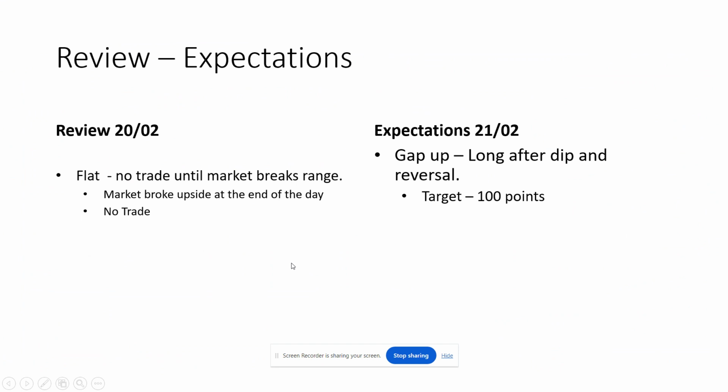No trade today until the market breaks the range. The market broke at the end of the day. So no trade expectation for Nifty, only a gap up. I'm expecting a long after dip and reversal, target 100 points. We'll keep it very simple. We will not have many scenarios for tomorrow, and we'll go with this one and take a trade accordingly. Otherwise, if any other scenarios come up, you have to see the price action and take the trade accordingly.